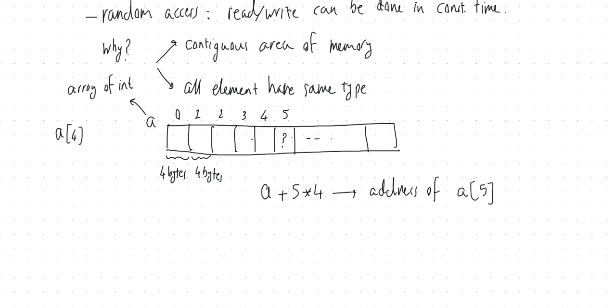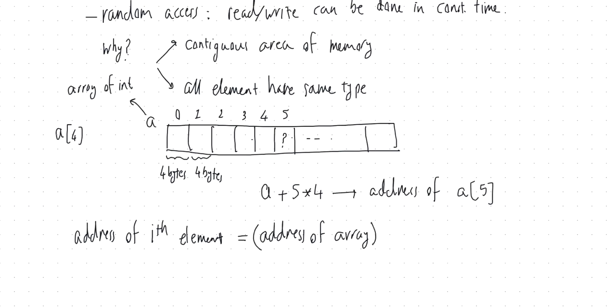Okay? So in general, we can say that the address of the ith element in an array is the address of the array, which is stored in A, plus i, which is the index, right, times the size of the element. Now, for integers, it's 4, but if the type is different, each type has its own size, and you can find that out in C++ by using the sizeof built-in operator. So i times sizeof the elements.